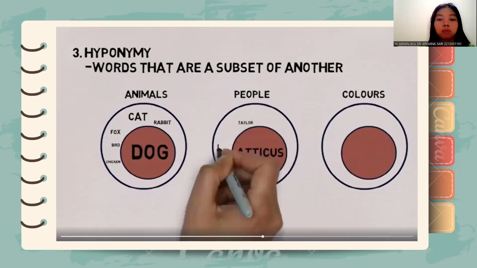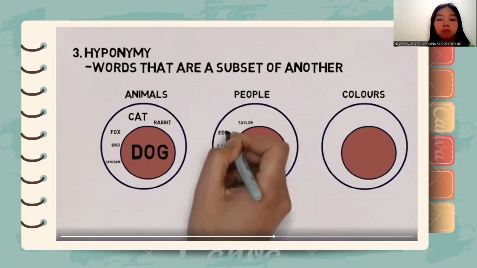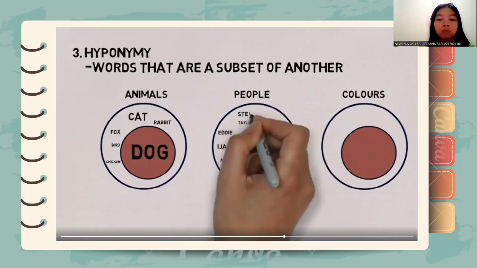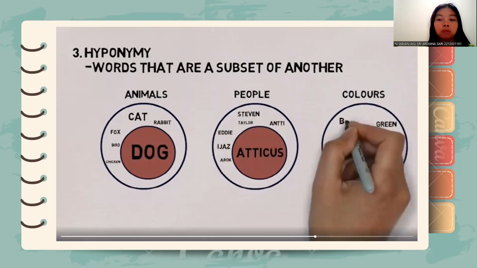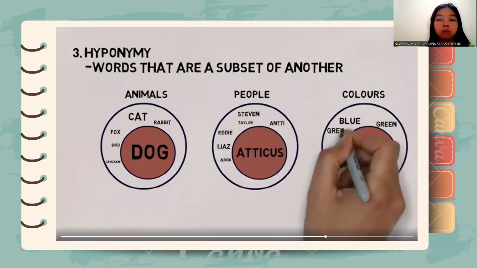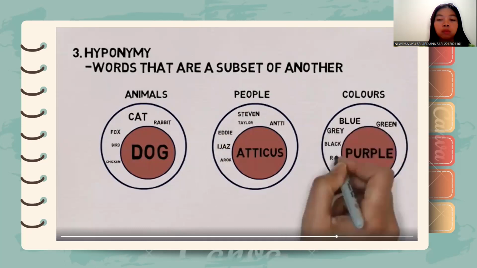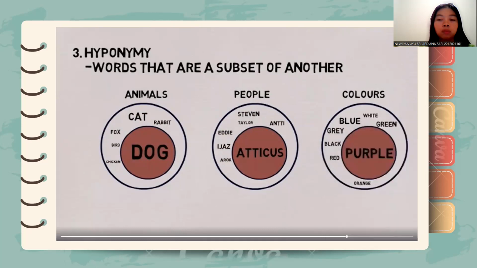Atticus is a hyponym of people. We can say Atticus is a person. Purple is a hyponym of color, because we can say purple is a color. Hyponymy, to rephrase, is the relationship that occurs when one word is an instantiation of the full set of another word.